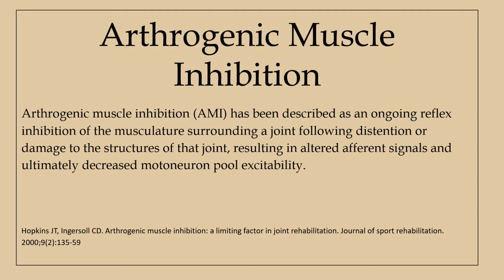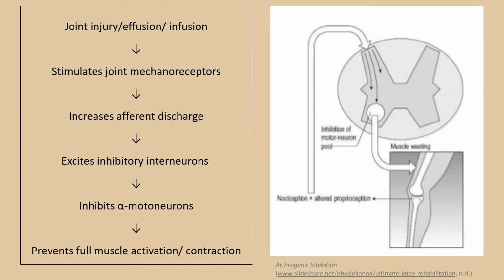The gist of AMI is that a joint issue is affecting the afferent signal to the spinal cord, and this is the source of the efferent signal alteration. The mechanism of AMI goes along the lines of this. You have a joint injury, effusion, swelling, or even an induced infusion, which stimulates the joint mechanoreceptors, increases afferent discharge to the spinal cord, and excites an inhibitory interneuron, which inhibits the alpha motor neuron, which prevents full muscle activation and contraction.